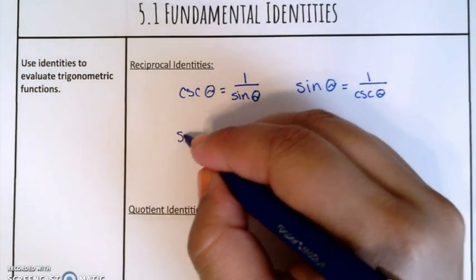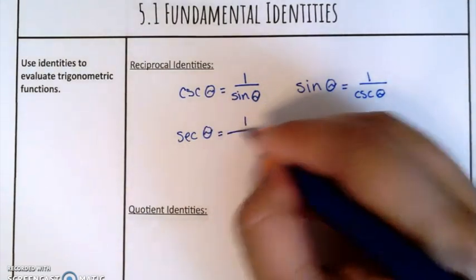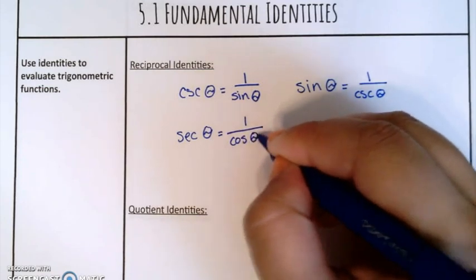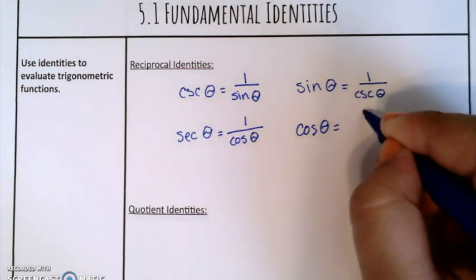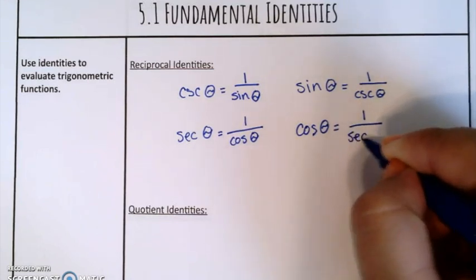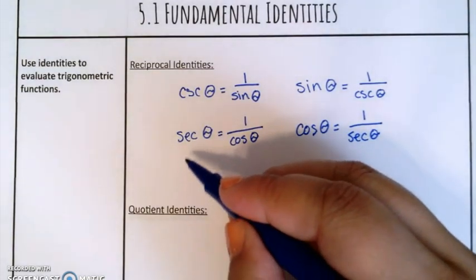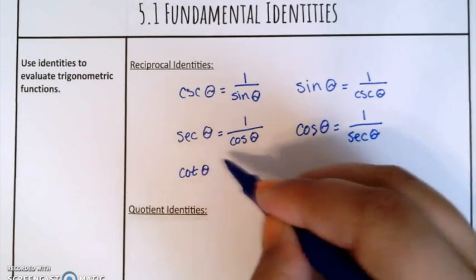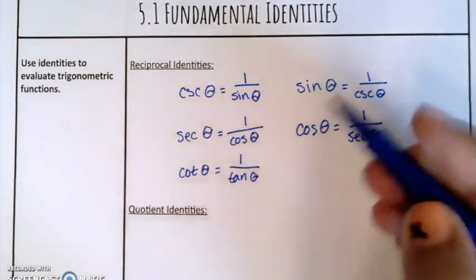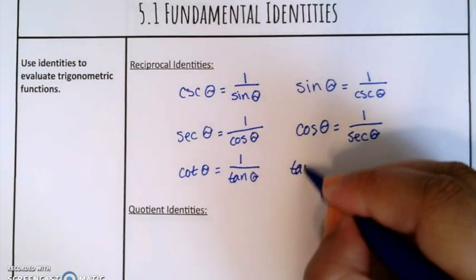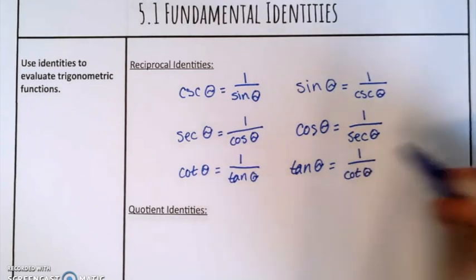Next, we can look at secant of theta, which can be defined as 1 divided by cosine of theta. And then we can also say that cosine of theta is 1 divided by secant of theta. And our last pair of reciprocal identities is cotangent of theta, defined as 1 divided by tangent of theta. And similarly, we can say that tangent of theta is the same as 1 divided by cotangent of theta.